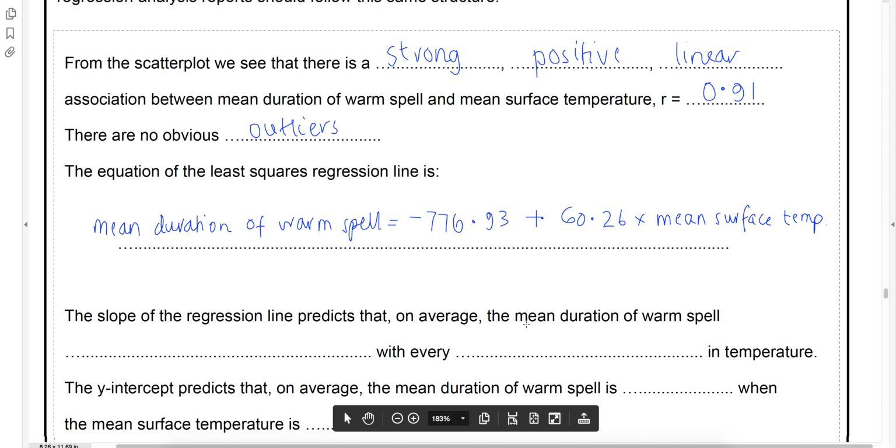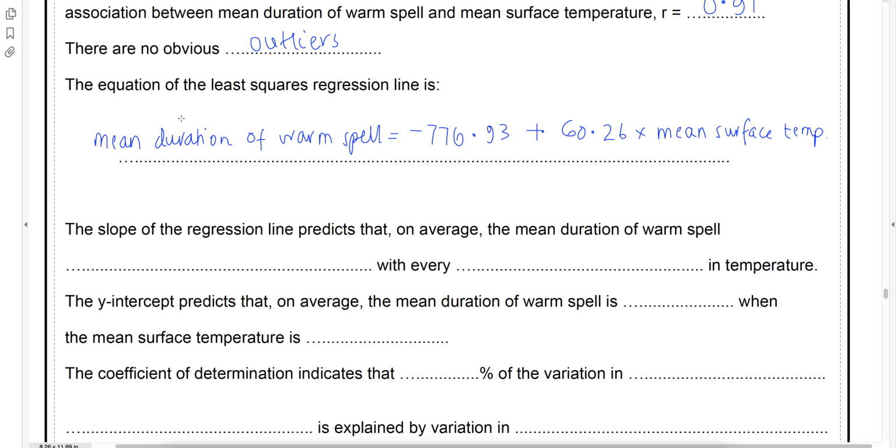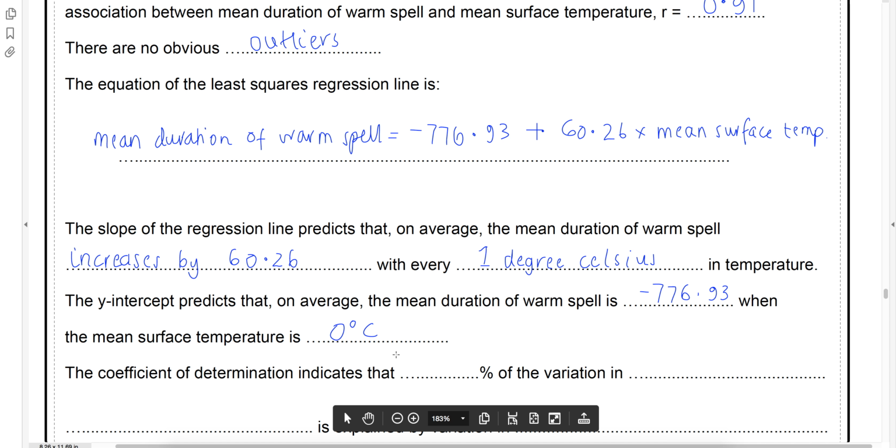The slope predicts that on average, the mean duration of warm spell increases by 60.26 with every 1 degree Celsius in temperature. The Y-intercept predicts that on average, the mean duration of warm spell is negative when the mean surface temperature is 0. So as you can see, that's extrapolating, so that's why we've got quite a ridiculous result.